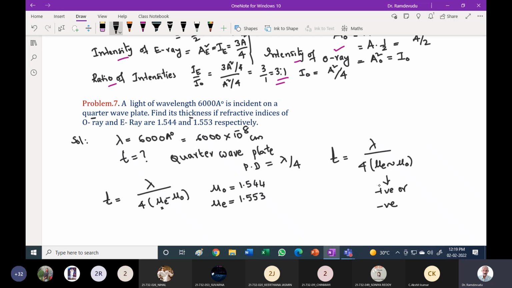If you take a positive crystal like quartz, mu E is more. If you take a negative crystal like calcite, mu E is less. Therefore, here I am taking it like this. To find the thickness T, I put the lambda value as 6000 into 10 to the power minus 8 by 4 into mu E, which is 1.553, minus 1.544. If I subtract, I get the thickness T. How much are you getting? Can you do it and tell me?